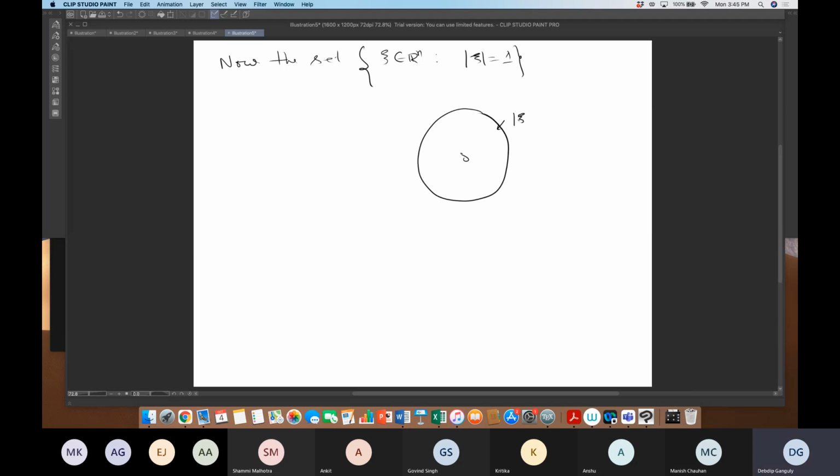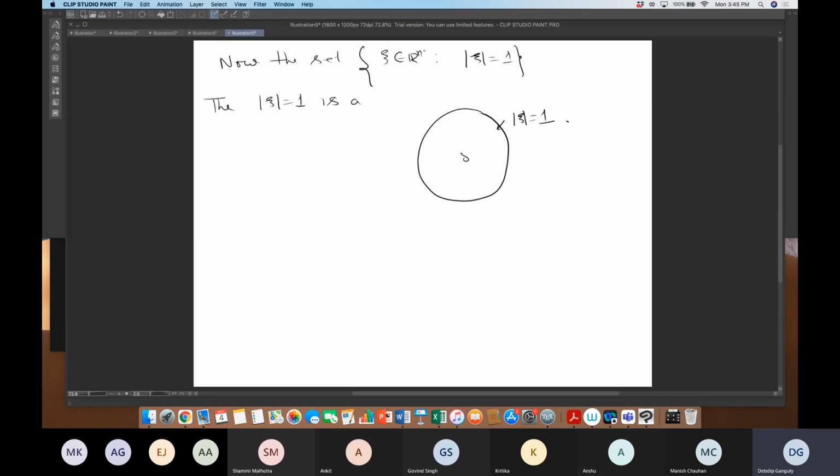This is a circle, |xi| = 1. Is this a compact set or not? Is this a compact set? Yes, sir. The set |xi| = 1 is compact. Since we are working in R^n, I hope you have understood.